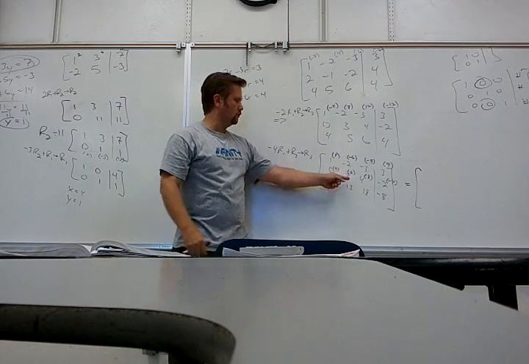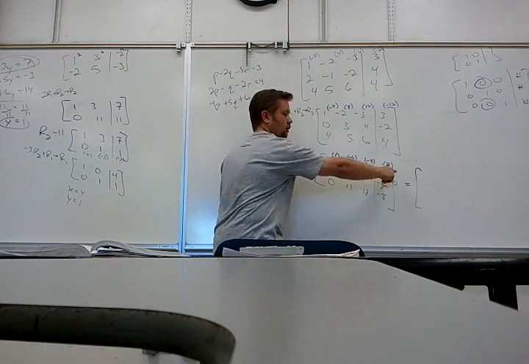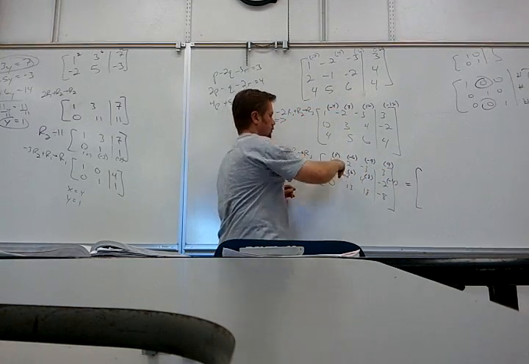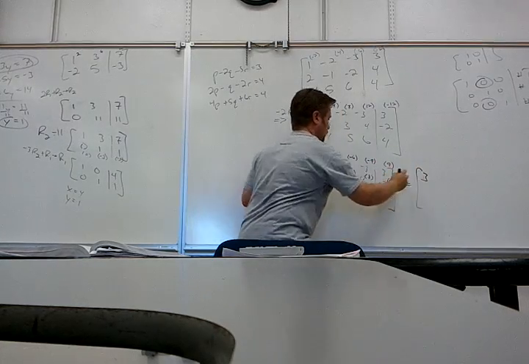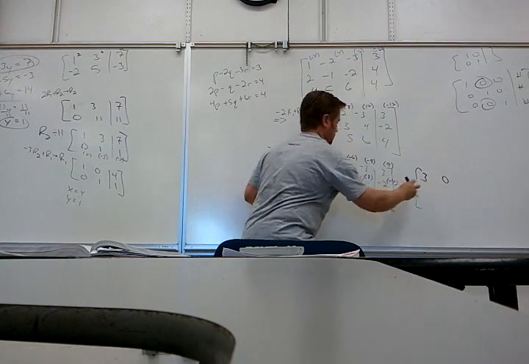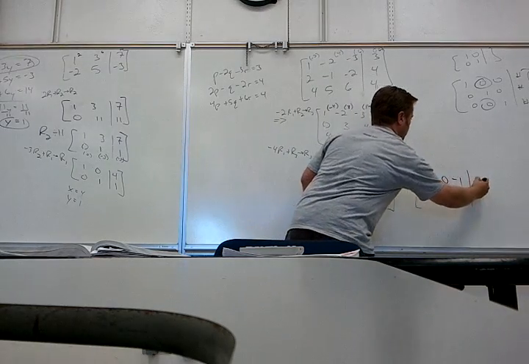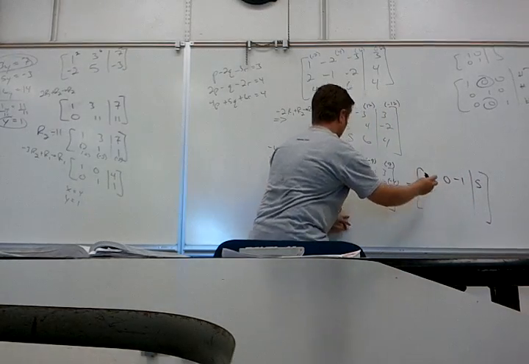So if I add these 2 rows together, I'm going to put the answer here, so that the 0 shows up right there, where it's supposed to be. So here I get 0 and 3 is 3, 6 minus 6 is 0, 8 minus 9 is -1, -4 plus 9 is 5. Everything else stays the same.